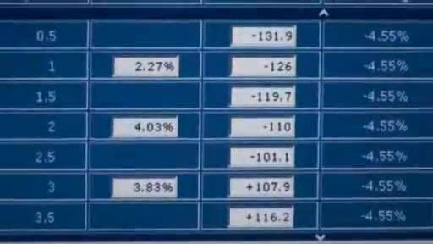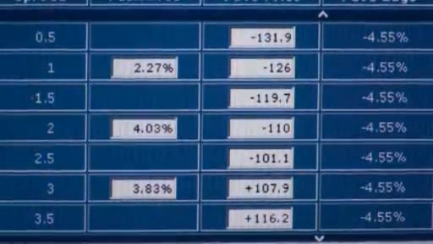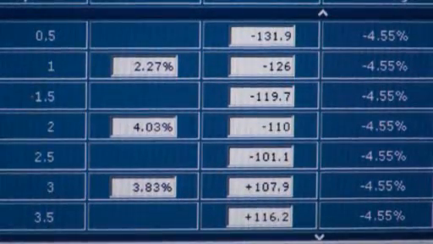In this example, the numbers we care about are the push percentage for the 2, which is 4.03%, the 1 is 2.27%, and the 3 is 3.83%. Now I could do an entire video on how to calculate the push rates on half points, but for this let's just assume Gantro did it correctly, and I'm going to make two other assumptions.